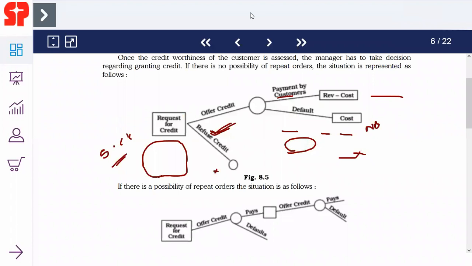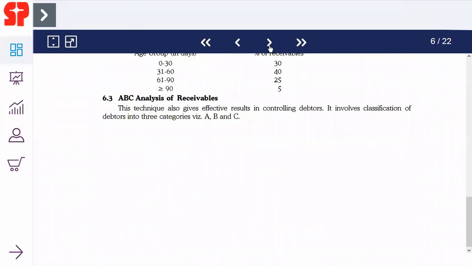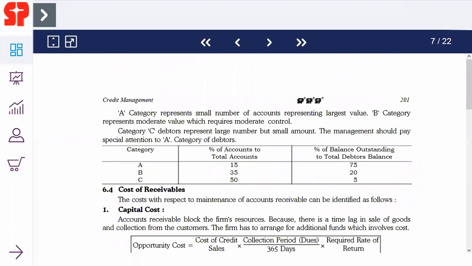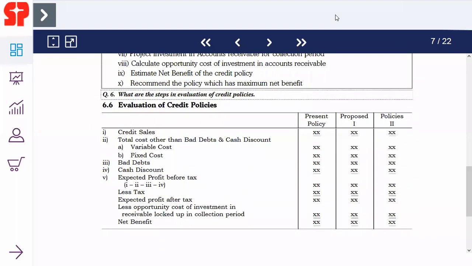So this much everybody understood, I am assuming. Now from the next class, we will start the practical solution on how to evaluate the credit policies. So in the previous 2 classes, today's and the previous class, we have understood the concept of credit management. I am assuming you have noted it down also in your notebook.